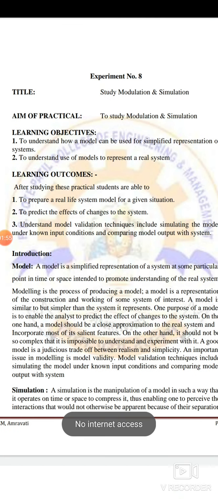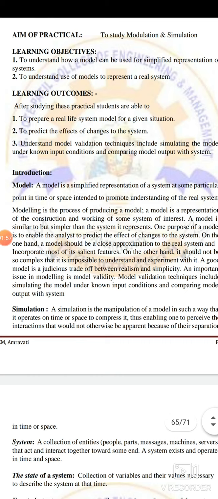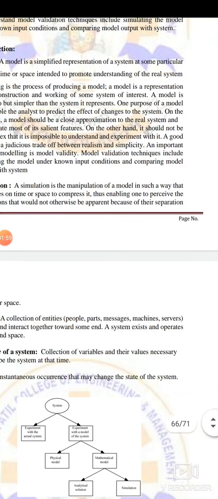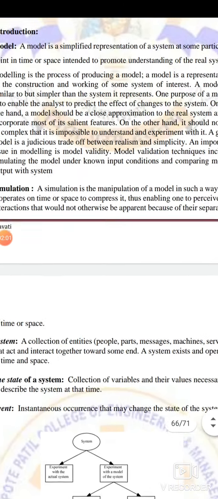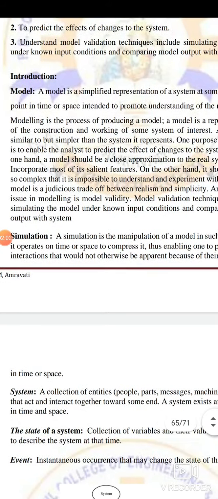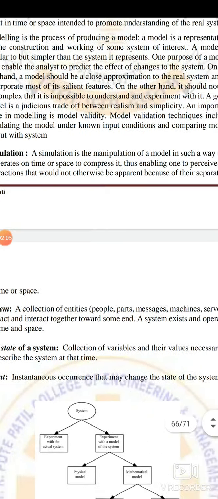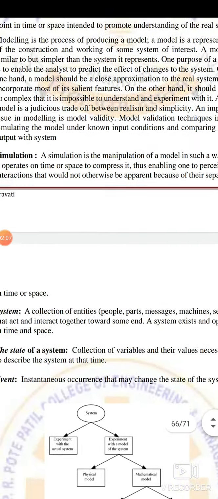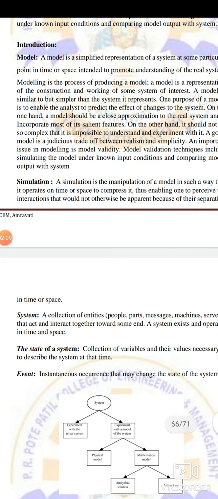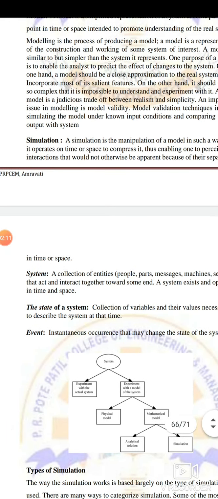So what is basically a model? A model is a simplified representation of a system. We already know that. And simulation is the manipulation of a model in such a way that it operates on time or space to compress it, thus enabling one to pursue interactions that would not otherwise be apparent because of their separation in time or space.